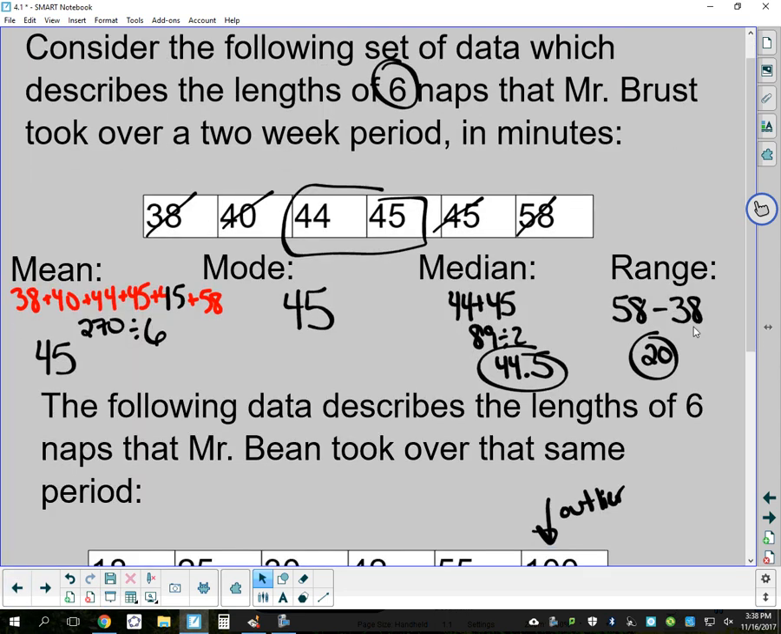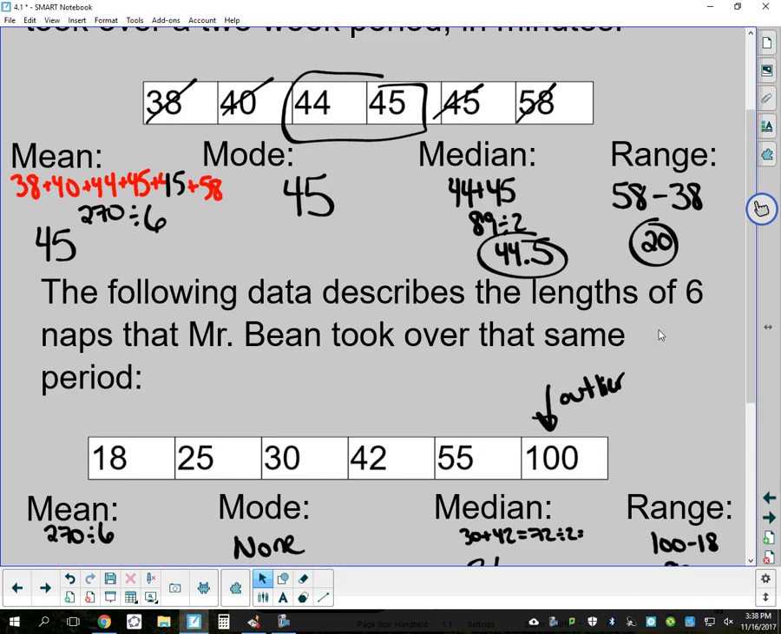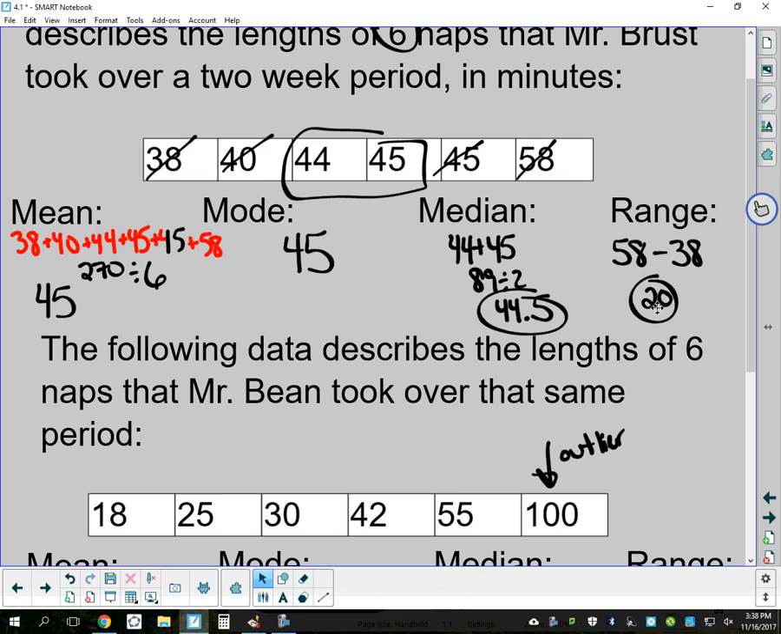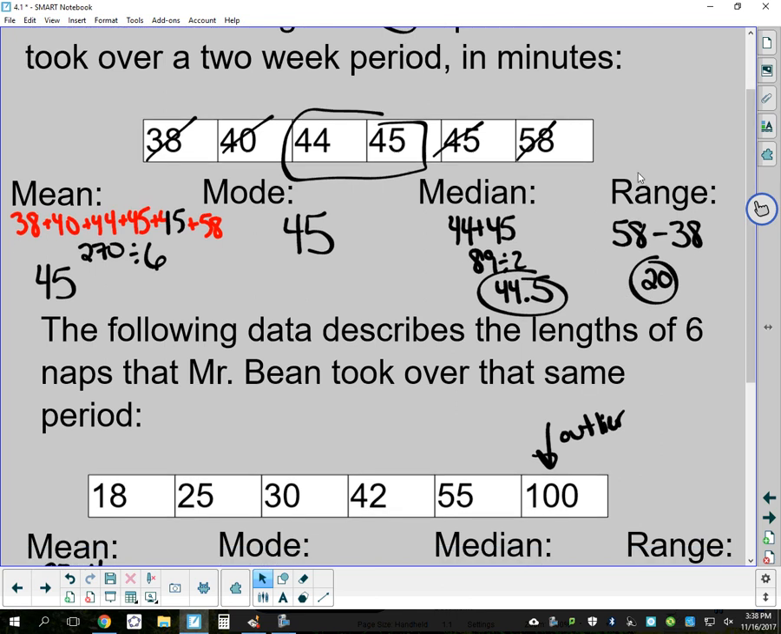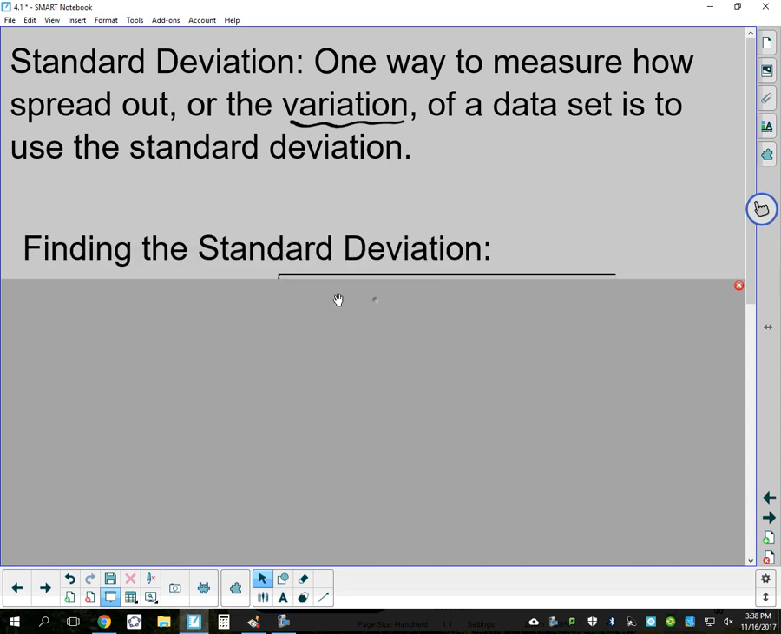So with this data, we could see with Mr. Bean's, it varied quite a bit because of this high range, versus this one didn't vary as much because of the smaller range. But that's just one way to find it. These four things are just one way to look at your data. Standard deviation is a different way to do it, and usually a better way. It's going to give you more information on how spread out or how varied the data is. Here's how you find it. It's really ugly, but we're going to break it down.